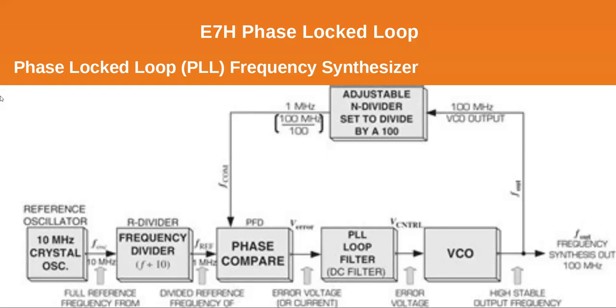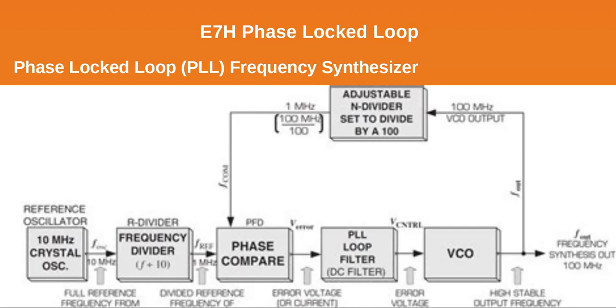And you wind up with, you can set up a ratio to get different frequencies. So you take that divided reference frequency into the phase comparator, and you're comparing it to the output of this other divider, which you can vary. And that's feeding the output signal back in. So you're going to compare your output signal back to this reference.